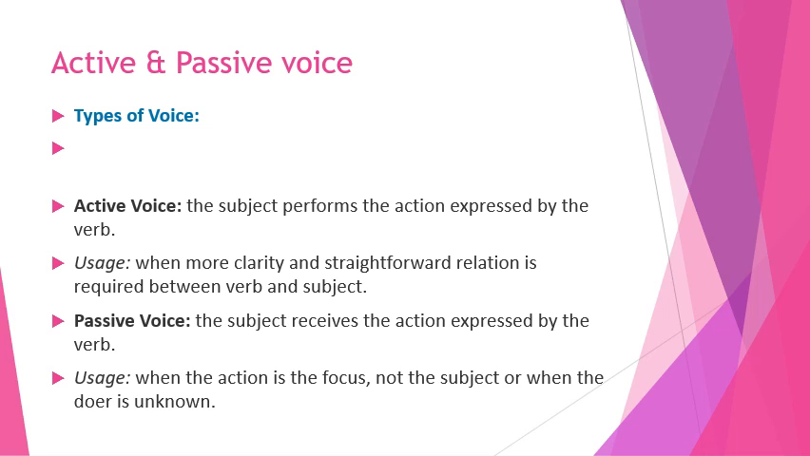There are two types of voice, active and passive. Active voice: the subject performs the action expressed by the verb. Usage: when more clarity and a straightforward relation is required between verb and subject. Passive voice: the subject receives the action expressed by the verb. Usage: when the action is the focus, not the subject, or when the doer is unknown.